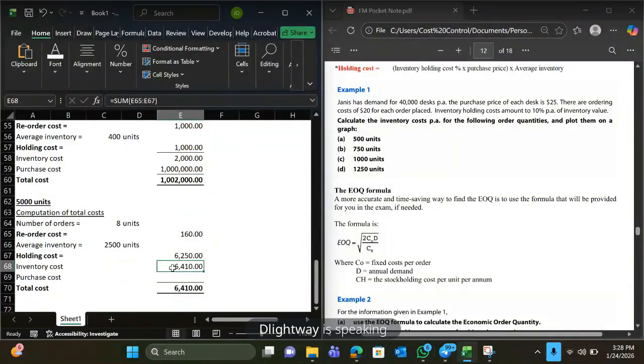Now we've gotten our inventory cost. We need to calculate our purchase cost for these 5,000 units. Now, this is where the discounts will work. Don't forget, on the norms, our purchase cost should be what? It should be our annual demand, 40,000, multiplied by what? By the purchase price, right?